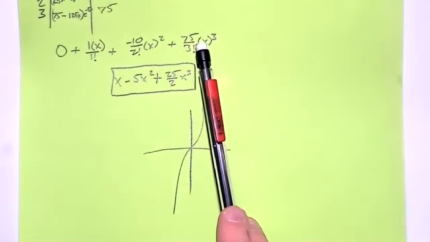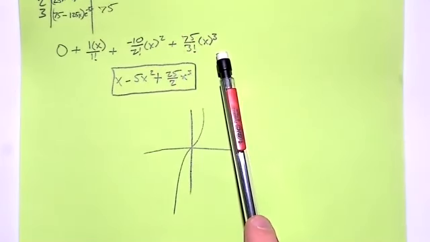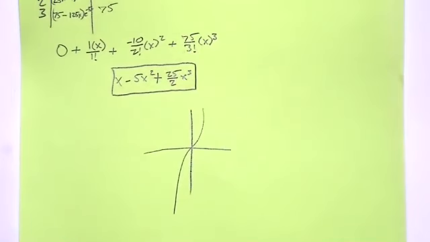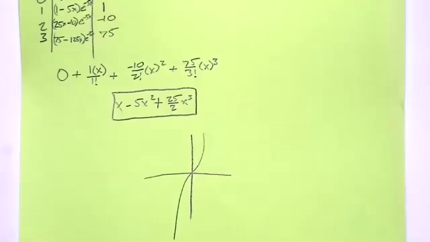Obviously that's plus because we have 75 over 3 factorial times x cubed. That's going to be positive, so that's not going to change anything. So we go ahead and think about, okay, what's going on? What do we have going on with this graph then?